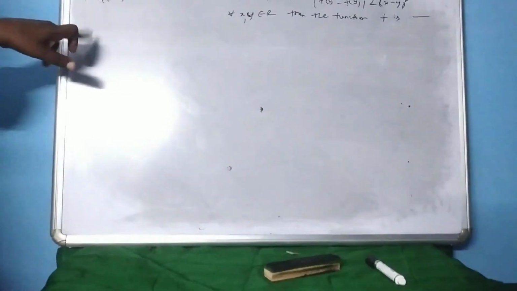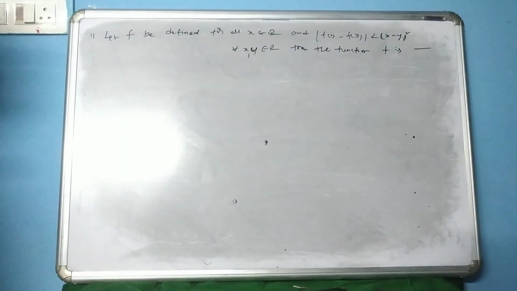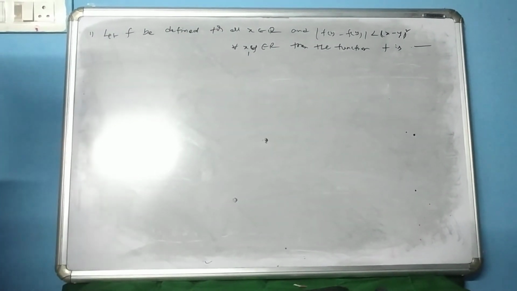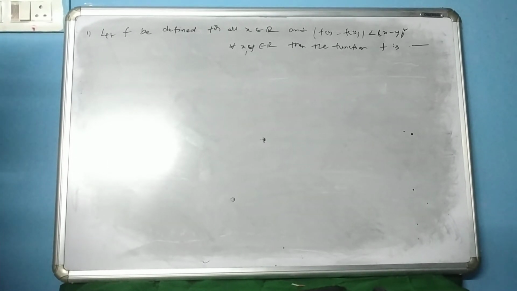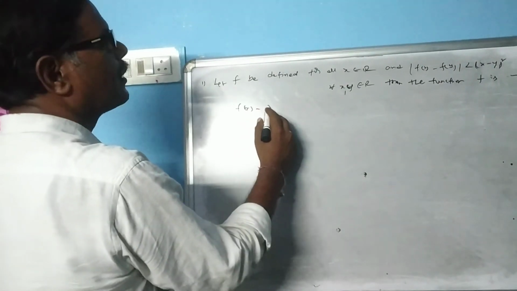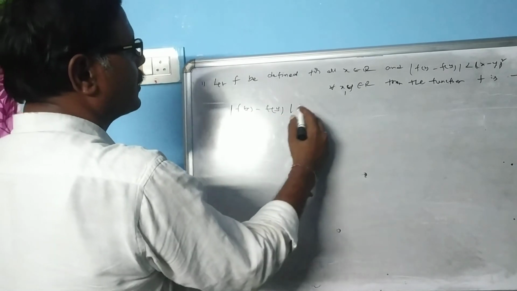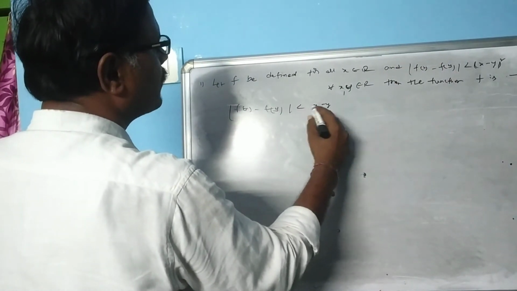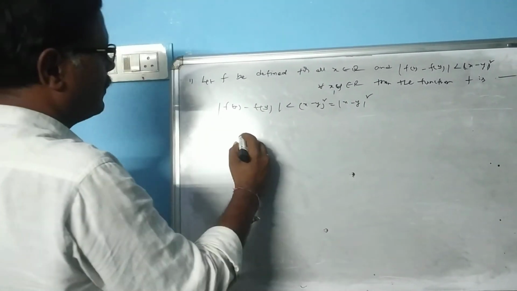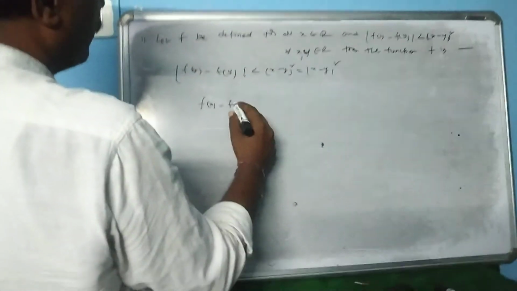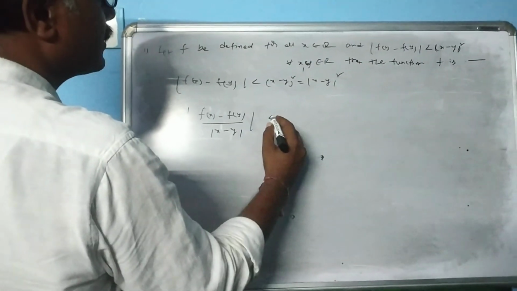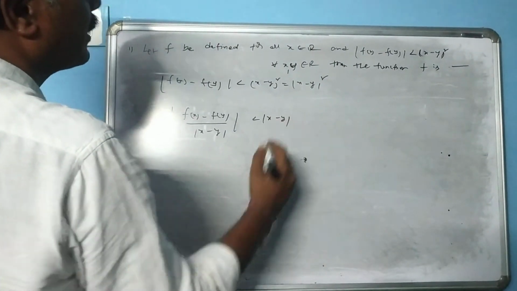Let f be defined for all x belonging to R, and modulus of f of x minus f of y is less than x minus y whole square, for all x, y belonging to R. Then what kind of function is f? This can be written as mod of x minus y whole square. Dividing by modulus of x minus y, we get modulus of f of x minus f of y by modulus of x minus y is less than modulus of x minus y.